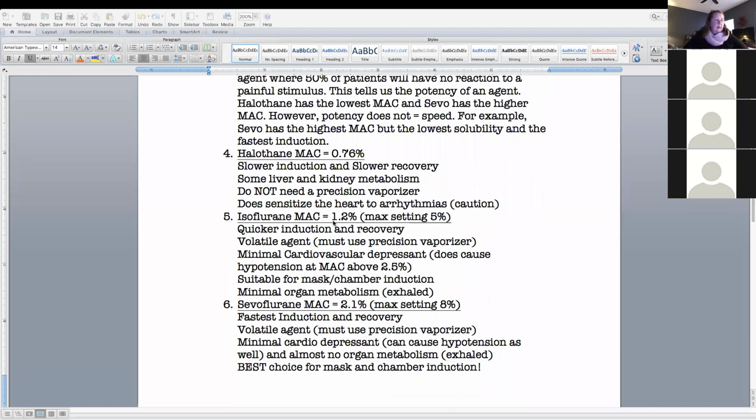Isoflurane's MAC is 1.2% in the dog, and I want to say it's around 1.4 to 1.6 in the cat. But again, I'm going to talk about how we set our settings for these anesthetics.